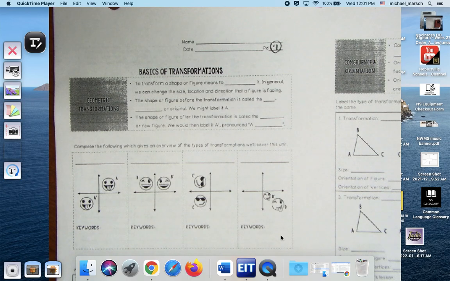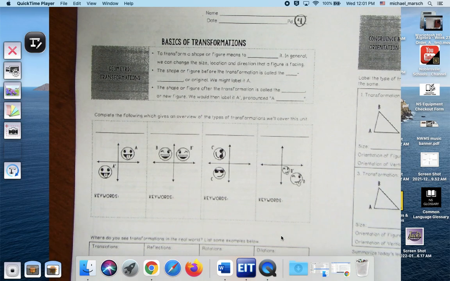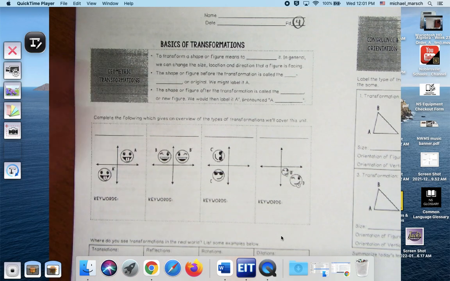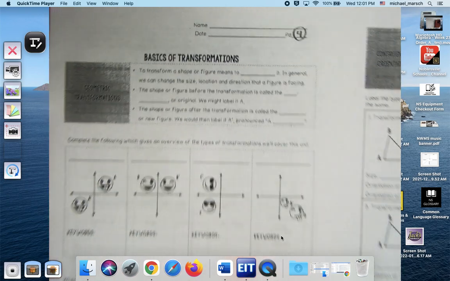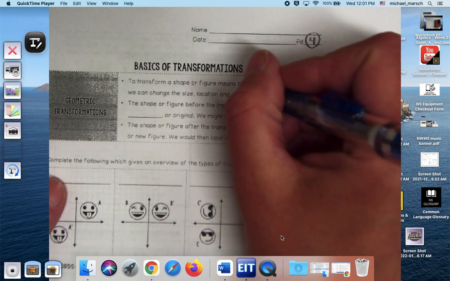You guys have been learning about transformation since at least 4th grade because I taught it when I taught 4th grade. So I know you know this, but we're just taking it to a higher 8th grade level, right? Using emojis? Well, this happens to have emojis as the example, but you can really use any figure, any shape, okay? So to transform a shape or figure means to change it.